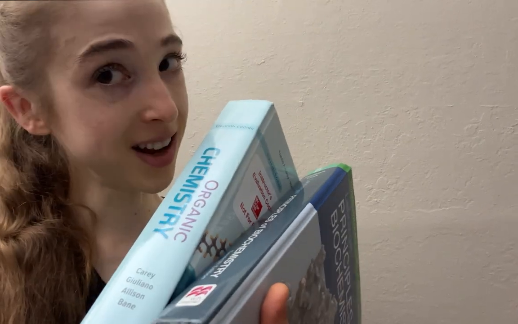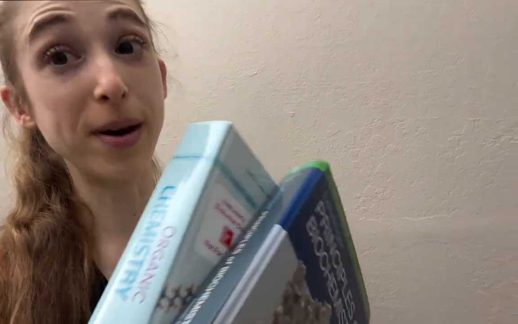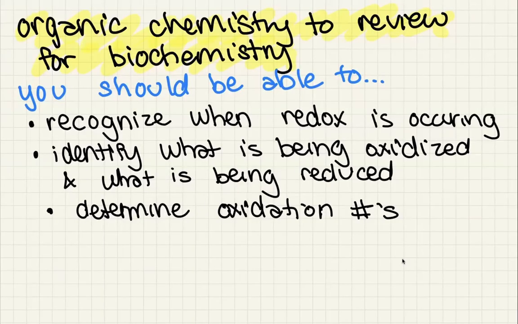A key area of organic chemistry that you should review to prepare for biochemistry is redox, or oxidation and reduction reactions. These are going to show up all over the place in biochemistry, especially in the context of metabolism. So there are some key things to review and be comfortable with going into the class.